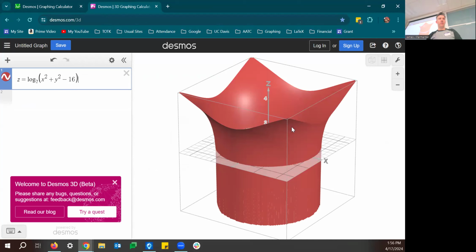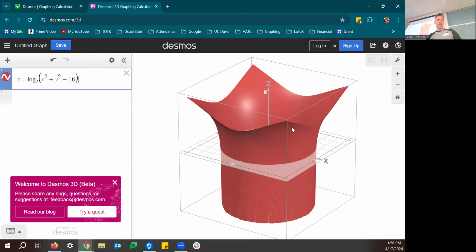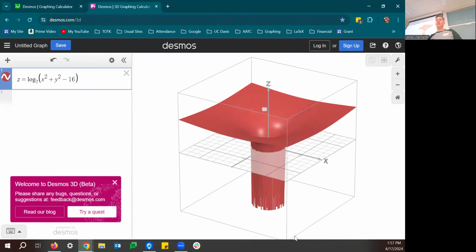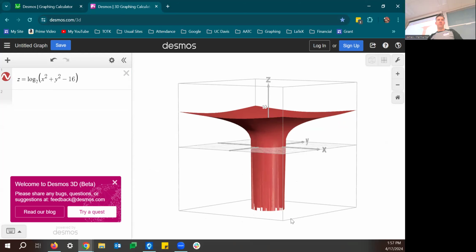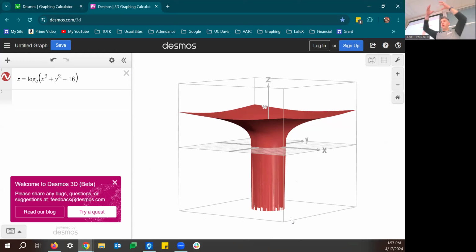If we zoom out a little bit, you can kind of see, oh yeah, there's that funnel shape where in the middle, we certainly can't get any closer than that circle of radius 4. We have this surface that's doing this kind of thing.